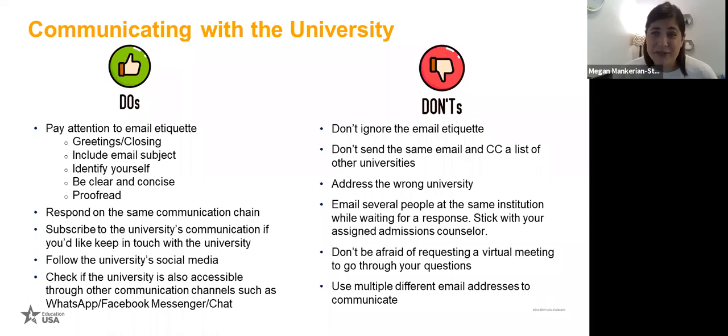Make sure you put an email subject on there that makes sense and is spelled correctly. Identify yourself so I know who to talk to, especially if you're asking a very specific question about your application, then I can actually look at your application and answer your question. If I don't know who you are, I may not be able to answer your questions. Be clear and concise and proofread. Sometimes, if possible, and I know depending on how you're responding to emails this could be difficult, try to respond on the same communication chain. That way, if I haven't talked to you in maybe a couple weeks, it's easy for me to go back through the chain and remind myself of the conversation that we've been having.